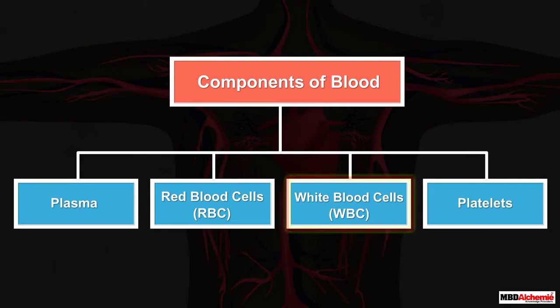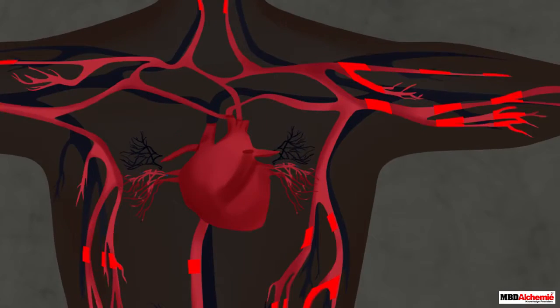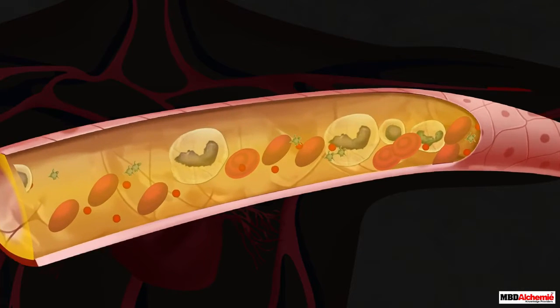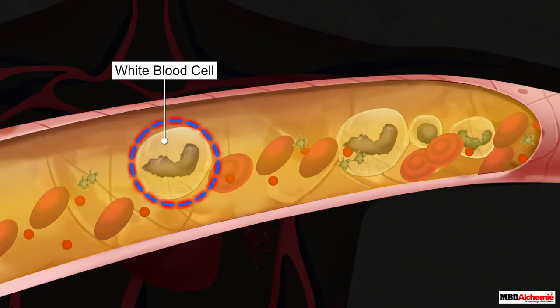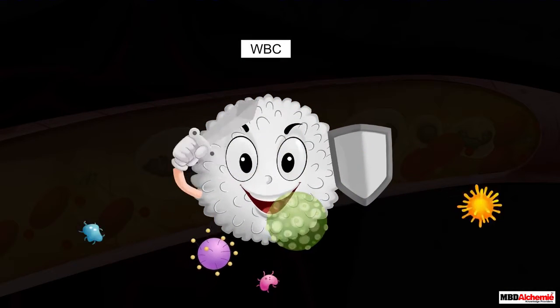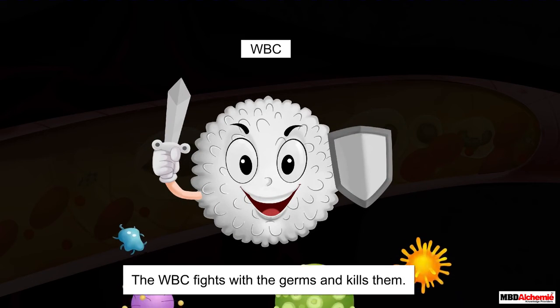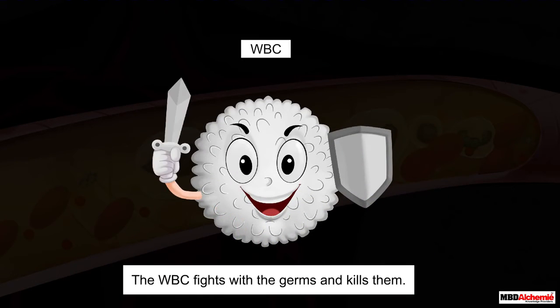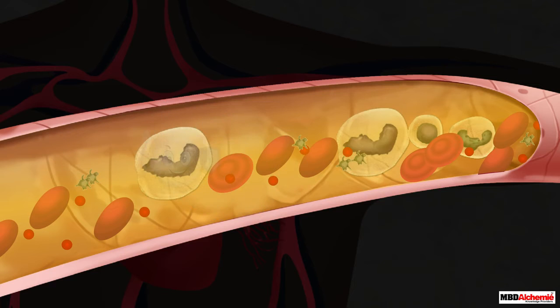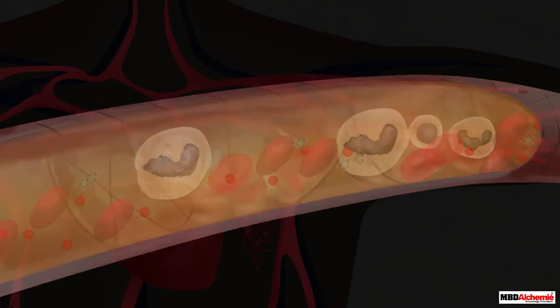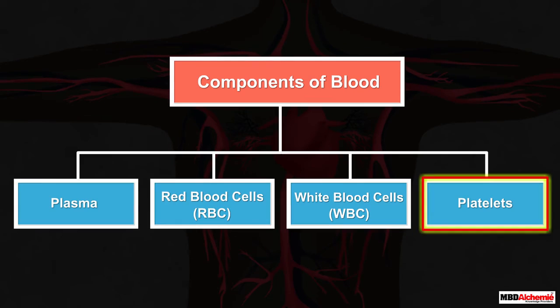Apart from plasma and RBCs, blood also contains WBCs or the white blood cells. The function of the WBCs is to protect the body against any kind of infection. Each time a germ enters the body, it is the WBC that fights with these germs and kills them, thus preventing the infections. The last component of the blood is the platelets.